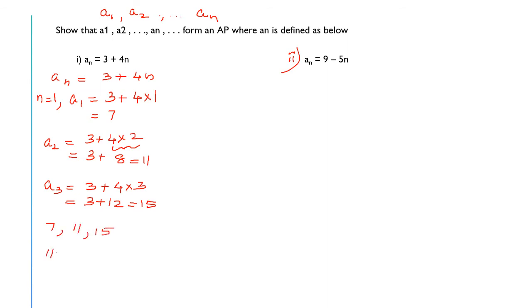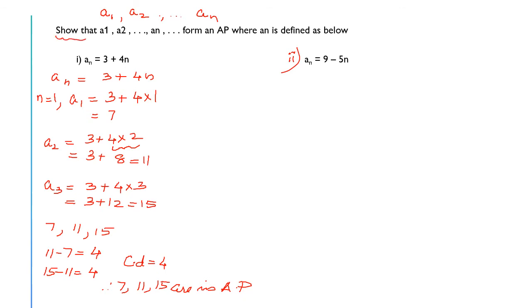Now what is 11 minus 7? 4. What is 15 minus 11? 4. So common difference is 4. Therefore, 7, 11, 15 are in AP because the common difference is same. Okay, that is the question.